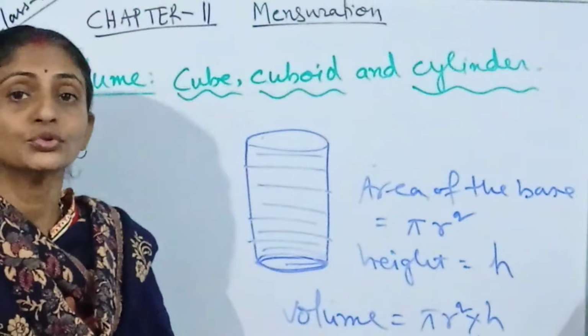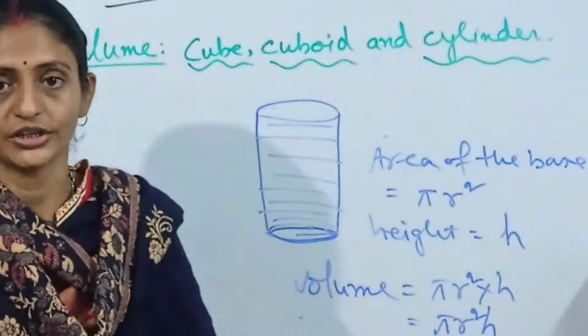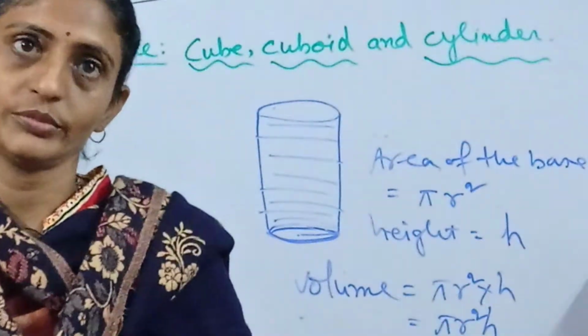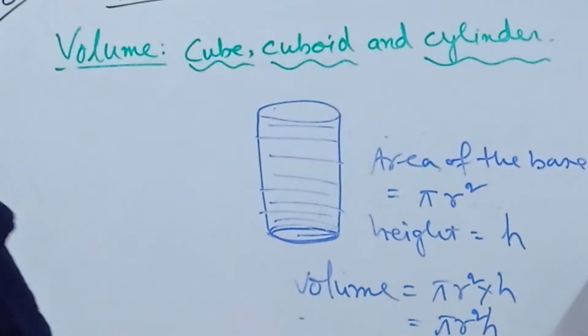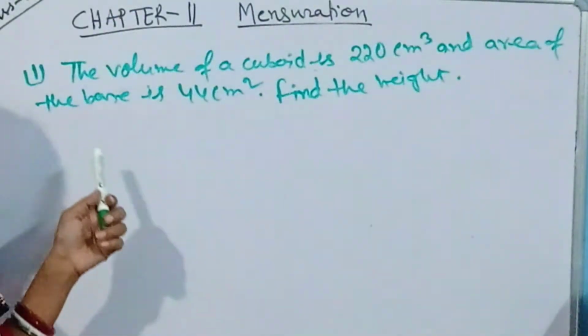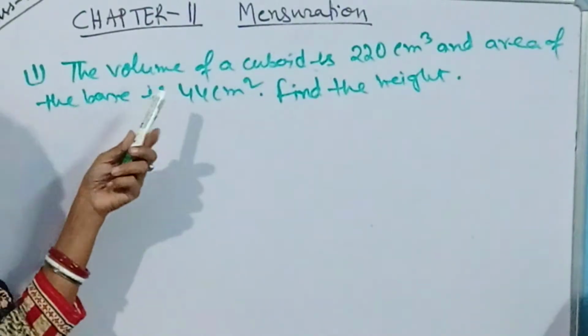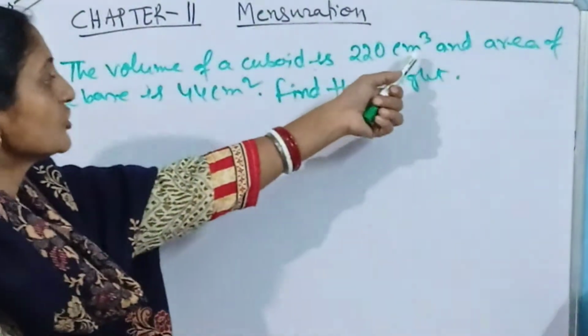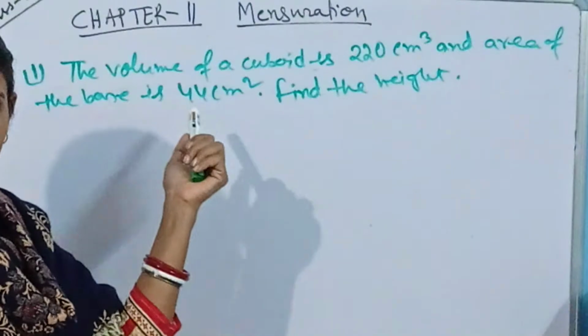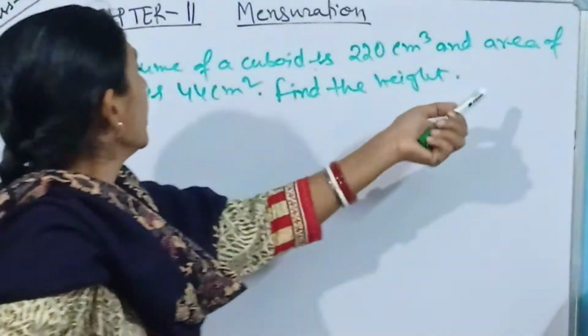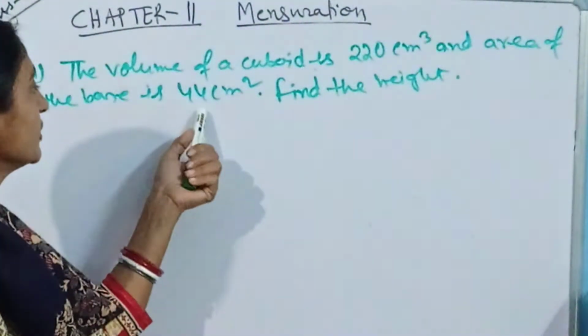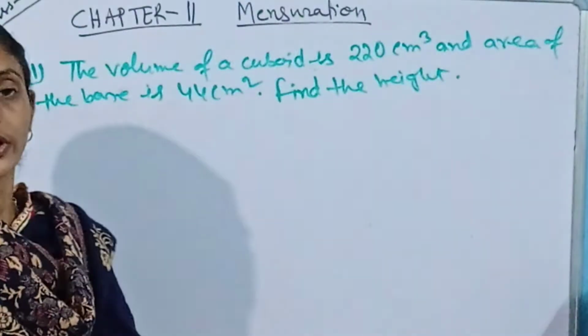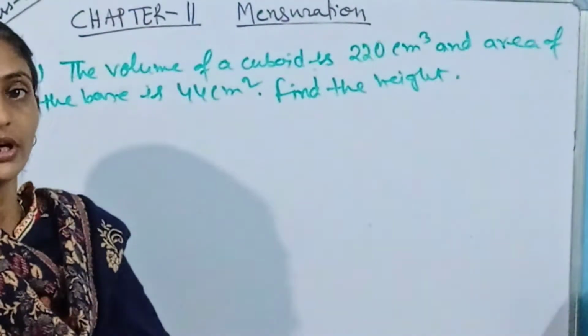So let's come to some questions related to this kind of basic concept of the volume of different objects. The question is given like this: the volume of a cuboid is 220 centimeter cube. That volume has been given. It is a cuboid. Now, the area of the base has been given, 44 centimeter square. You have been asked to find out the height.